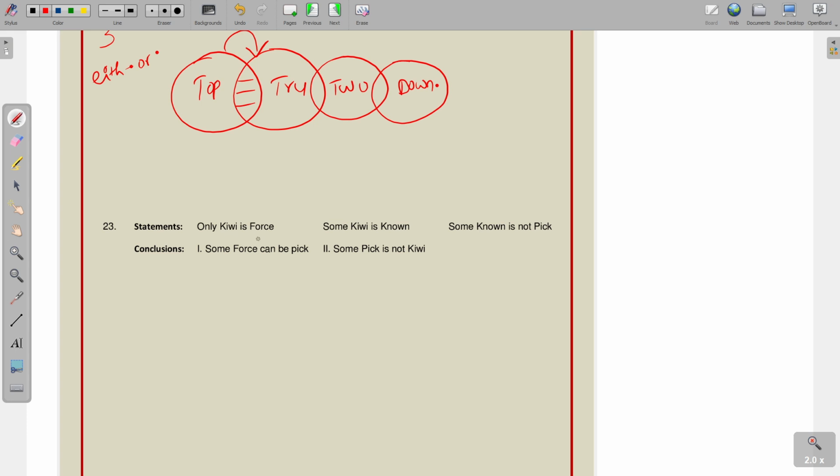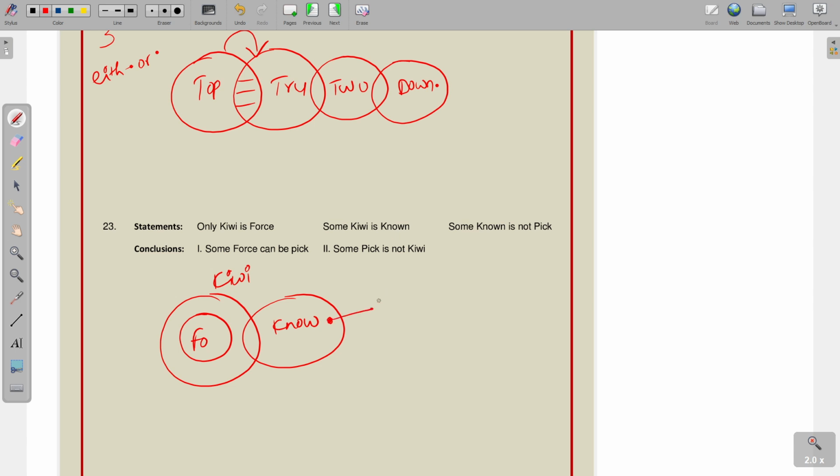And next, 24th. Statement: only kiwi is force. All force is related to kiwi only. Some kiwi is known. And next, some known is not pick. Some known is not pick. It is the statement.